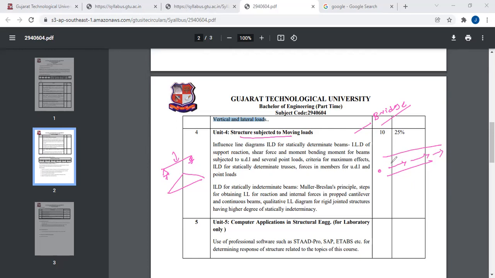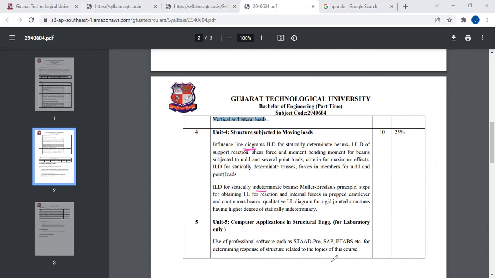It is not possible. Okay, so for that particular case, a specific method is available, that is the influence line diagram, and it is the most widely used method for designing of bridge structures. Right? Again, in this particular topic, we have to learn determinate structures as well as indeterminate structures.